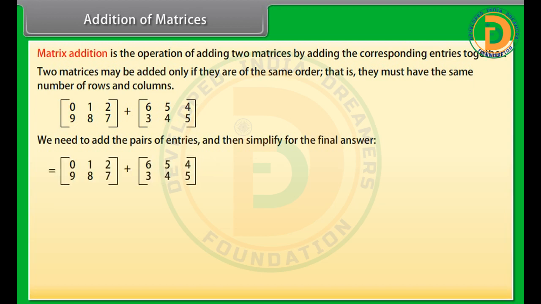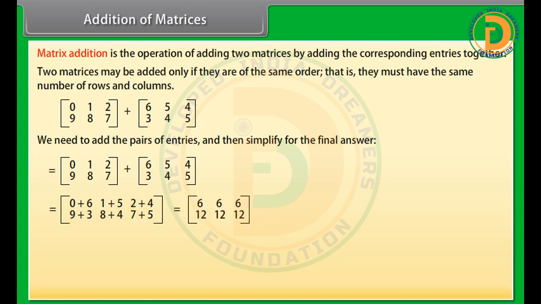Row-wise, first row 0, 1, 2. Second row 9, 8, 7, plus row-wise, first row 6, 5, 4. Second row 3, 4, 5. Row-wise, first row 0 plus 6, 1 plus 5, 2 plus 4. Second row 9 plus 3, 8 plus 4, 7 plus 5, is equal to row-wise, first row 6, 6, 6. Second row 12, 12, 12. So the answer is row-wise, first row 6, 6, 6. Second row 12, 12, 12.